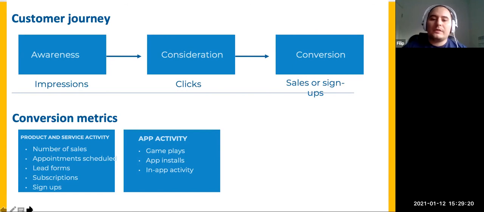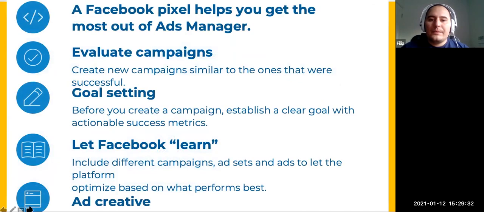So app installs and gameplays are usually the easiest one, because you can set UTMs, and based on that, you can track the performance of your ads to your app. There's a few different things. So like you have Facebook Pixel that helps you get the most out of your ads. So Facebook Pixel works in a way you have to install a script on your website.